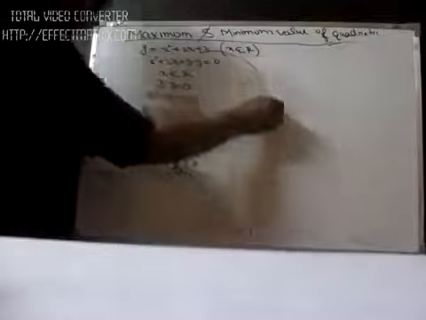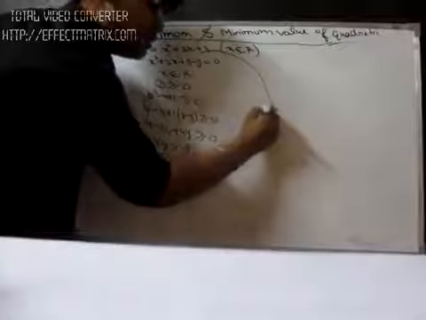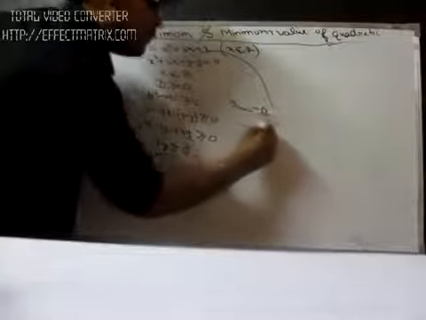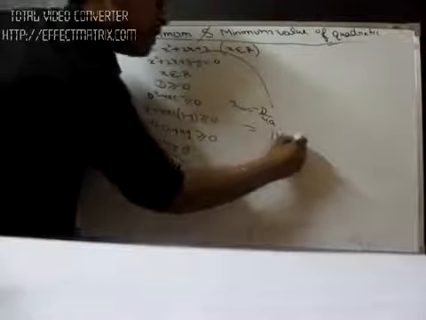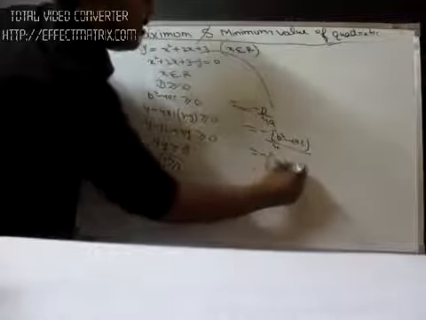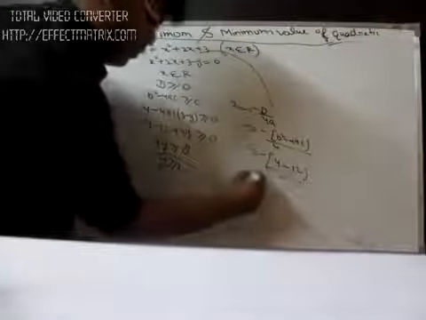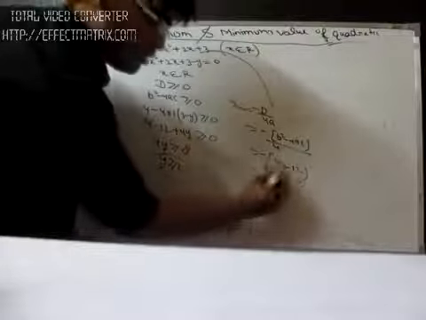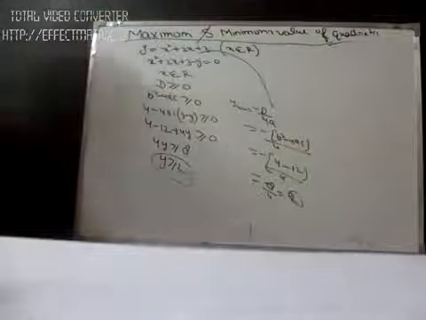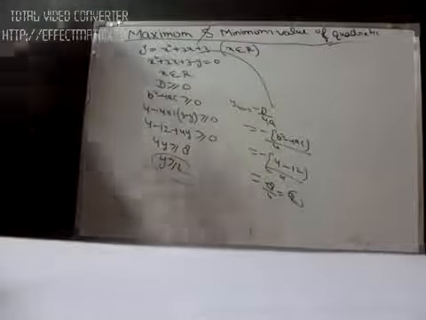We just learned a method: the minimum value of y will be minus b by 4a, that is minus (b square minus 4ac) divided by 4, which is minus (4 minus 12) divided by 4, equal to minus 8 by 4, which is 2. So the minimum value is 2 and the maximum value will be infinity.